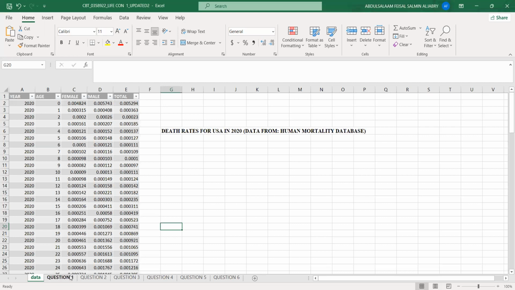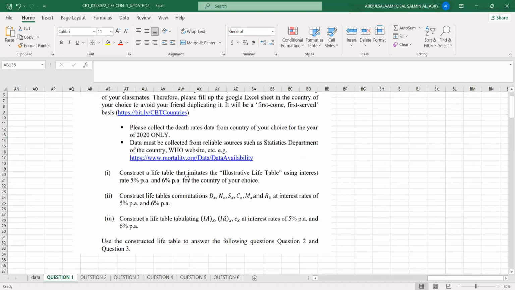Okay. So part 1 says construct a life table that imitates the illustrative life table using interest rates of 5% and 6% per annum for the country of your choice, which in my case is USA. Part 2, construct life tables, commutations Dx, Nx, Sx, Cx, Mx, and Rx, at interest rates of 5% and 6%. Lastly, construct a life table tabulating increasing annuity Ix and Iä_x, Ex at interest rates of 5% and 6% per annum. Use the constructed life table to answer questions 2 and 3.